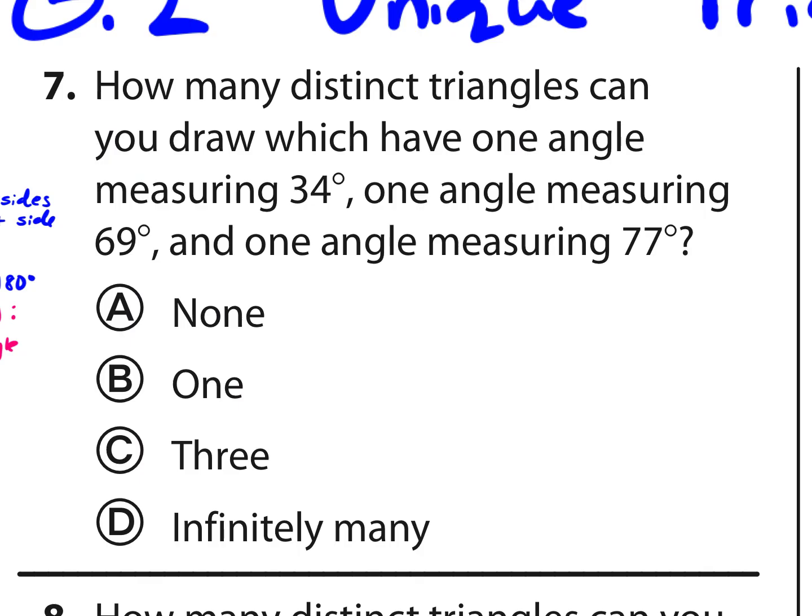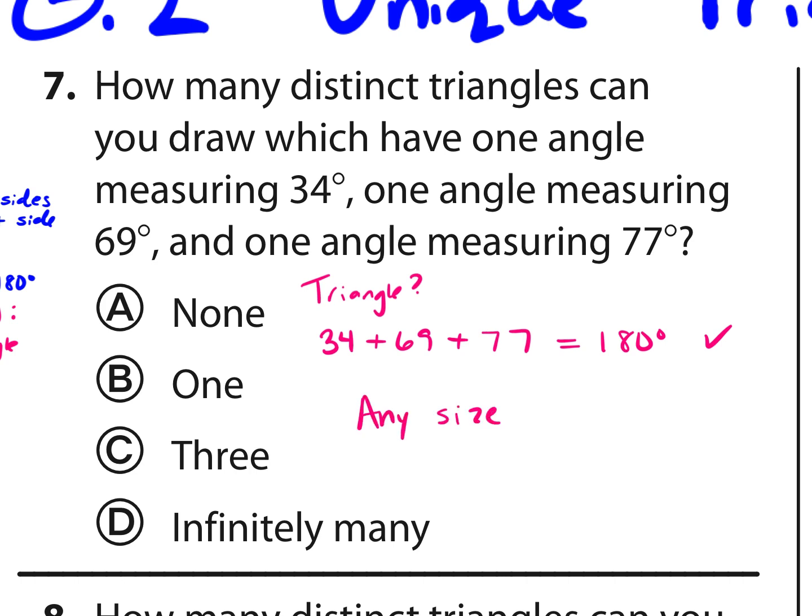Number 7, how many distinct triangles can you draw which have one angle measuring 34 degrees, one measuring 69 degrees, and one measuring 77 degrees? Well, first of all, let's find out, is it a triangle? So let's add 34 plus 69 plus 77, and that does equal 180 degrees. So yes, it is a triangle. However, it could be any size for that shape. So there's an infinite number of distinct triangles that can be drawn with those 3 angles.